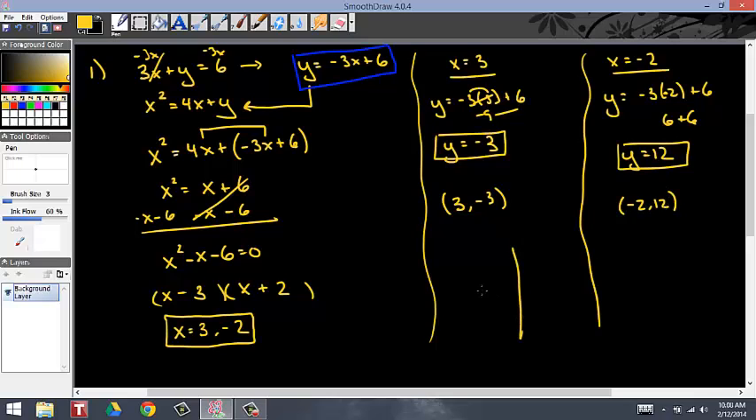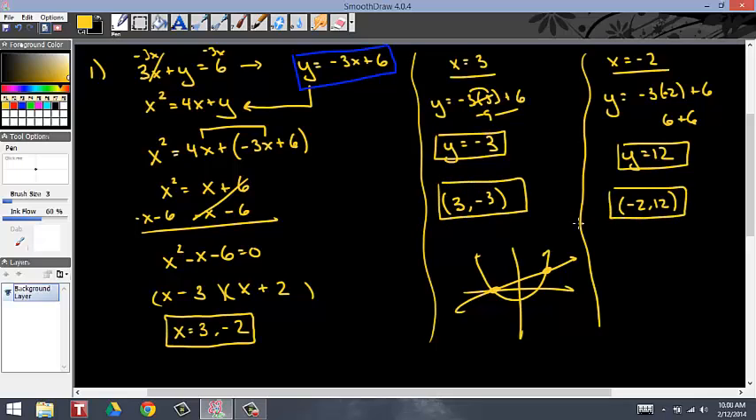And remember, in the original picture, when I showed you the parabola and the line, we established that there are probably 2 points of intersection. Well, these 2 points of intersection are here and here.